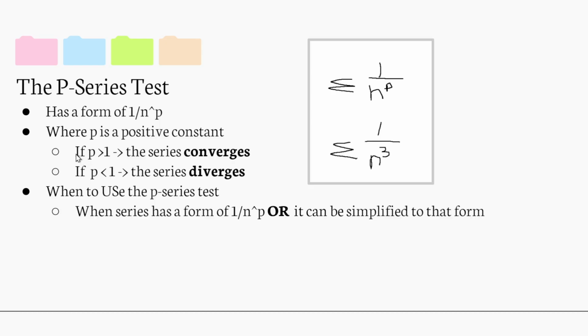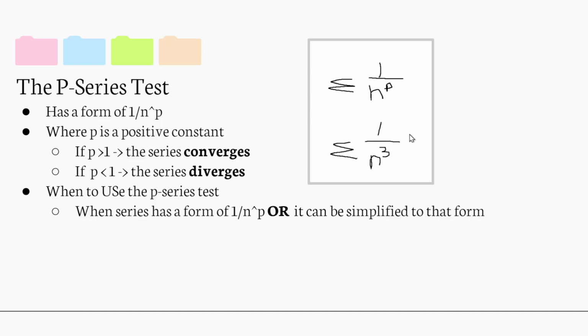If p is greater than 1, the series converges. And if p is less than 1, then the series diverges. That's basically the p-series test. There's not much more to it. Just for one example problem, you're given 1 over n to the power of 3. You just check if 3 is greater than 1 or less than 1. Obviously 3 is greater than 1, so this series is going to converge.